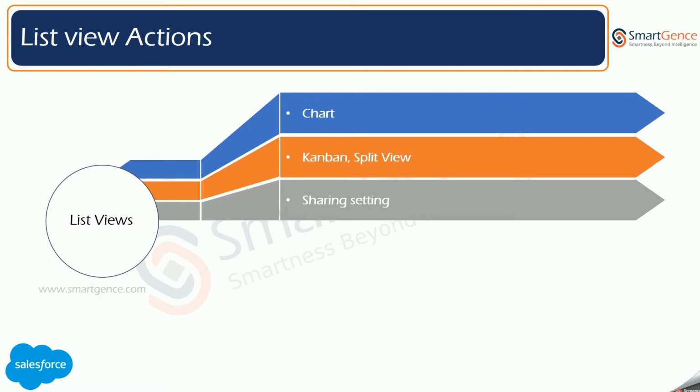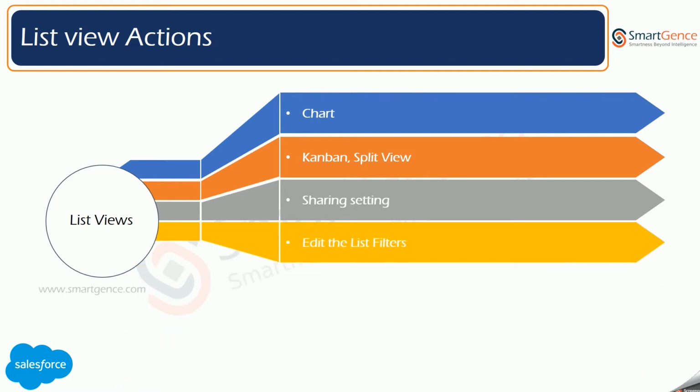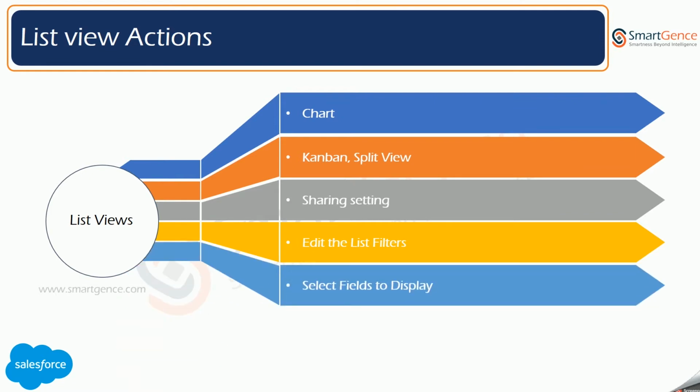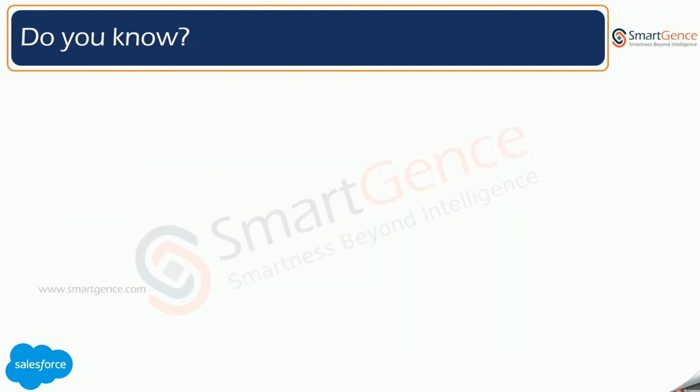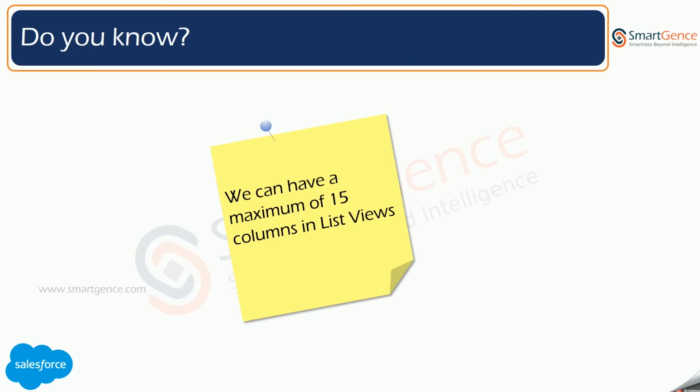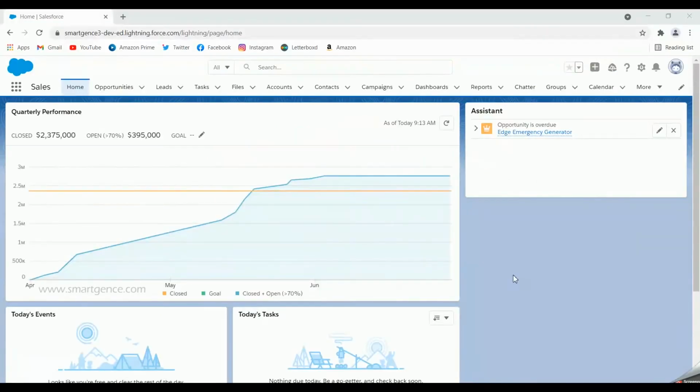Then we can define the sharing settings as well, whether this particular list view has to be shared with all users, only with ourselves, or with a group of users. All those settings can be defined. And as discussed earlier, we can define the filter conditions and also the list of fields to be displayed in this list view. Finally, we can create a new list view, rename the list view, and even delete the list view. A quick fact: we know that we can pull columns into a list view, right? The maximum number of columns that can be pulled is 50. Let us now have a quick demonstration on list view actions.